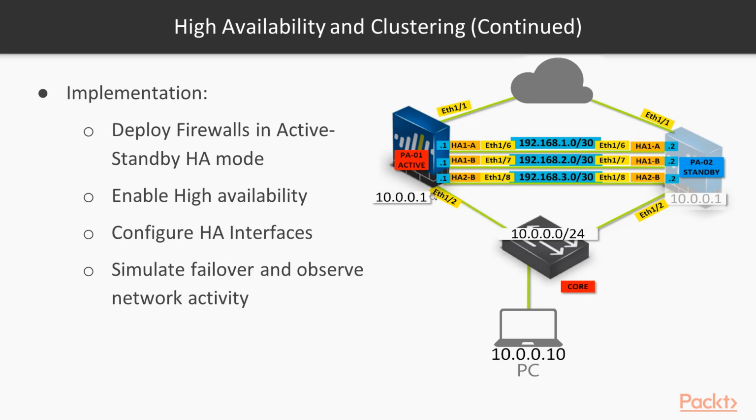Same here, I have 1/2 facing my inside, and the same way on the standby unit. I have a test PC down below here, and with this PC we're going to be pinging constantly to the outside. Once we're done with the cluster, we're going to bring down the active primary unit so you can see how traffic will fail over to the standby, and we should be able to see the standby becoming the active.